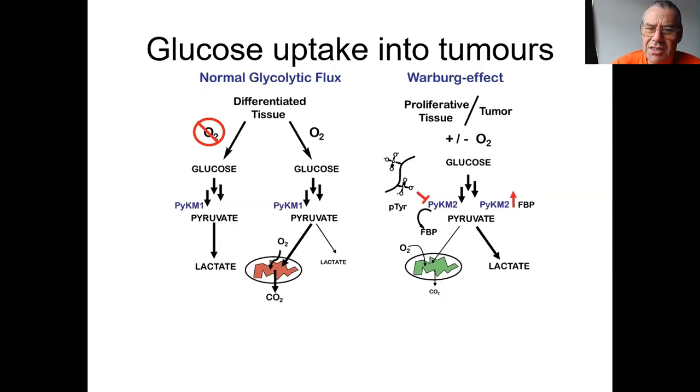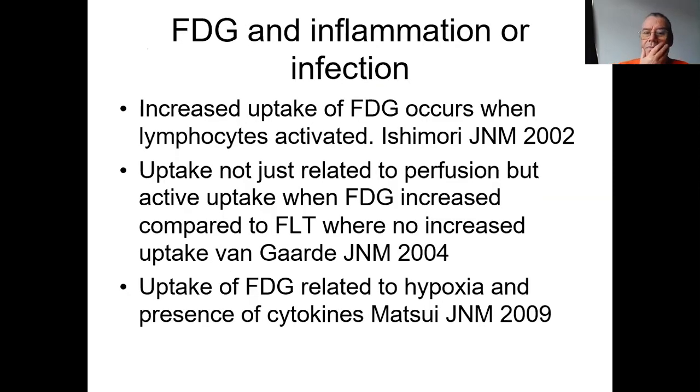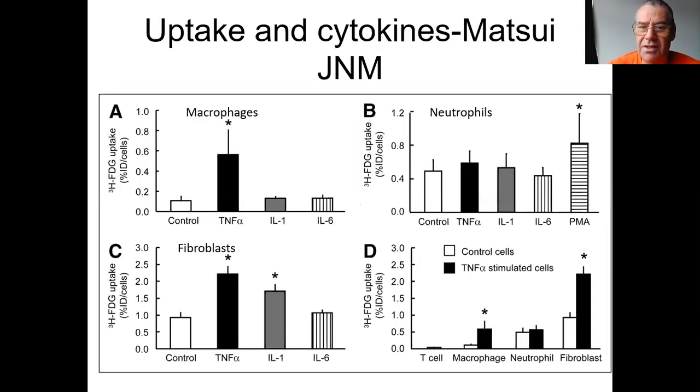In infection, this doesn't seem to be the case. There seems to be a different kind of metabolic drive, which is driving glucose into the cell, which is not lactate dependent, but maybe related to some degree of hypoxia. This has been investigated by several people, both in the Netherlands and Japan, and they have related that there has been a relationship in infection between sites of hypoxia and the presence of cytokines and uptake of FDG.